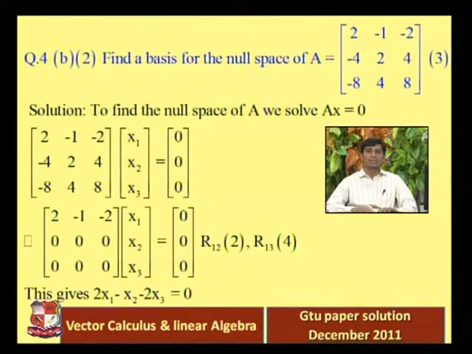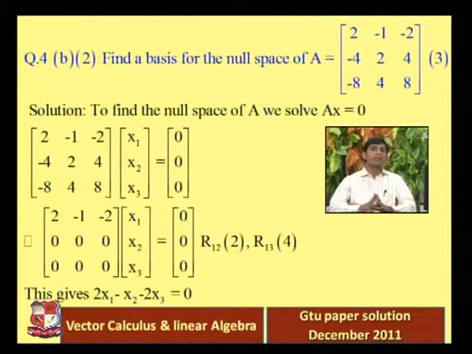Whenever you multiply the first row with 2 and add into the second row, it becomes 0, and whenever you multiply the first row with 4 and add into the third row, it also becomes 0. So only the first row is a non-zero row; the second and third rows become zero rows. From that first row we get this equation: 2x1 minus x2 minus 2x3 is equal to 0.